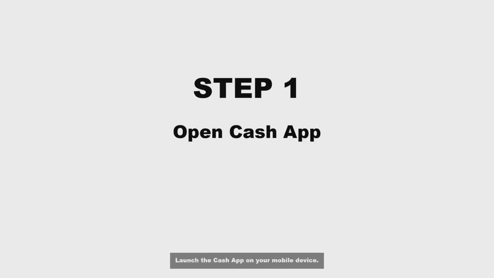Two-factor authentication adds an extra layer of security to your Cash App account. Follow these steps to enable this feature. Step 1. Open Cash App. Launch the Cash App on your mobile device. Ensure you are logged into your account to access the settings.